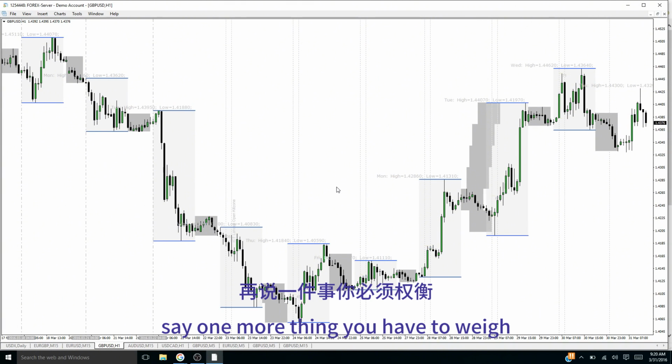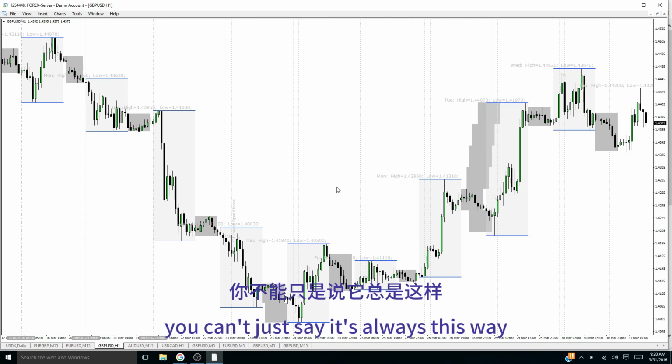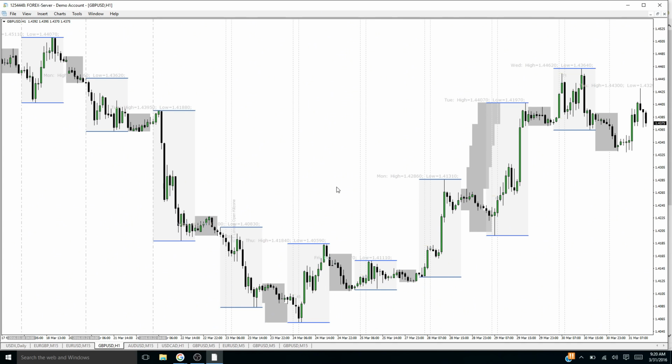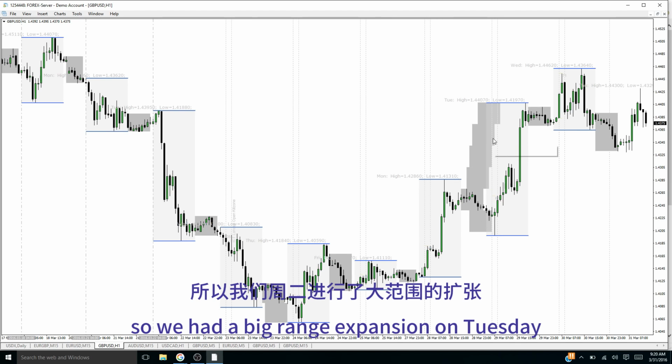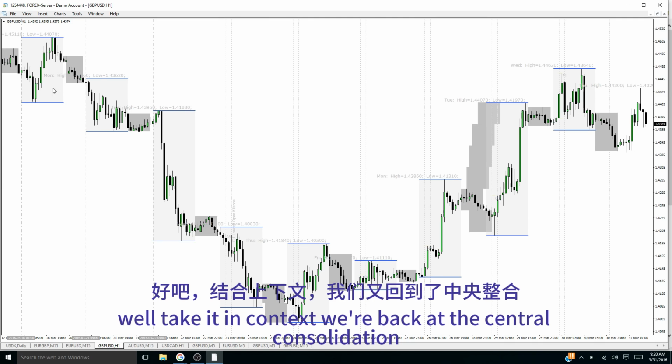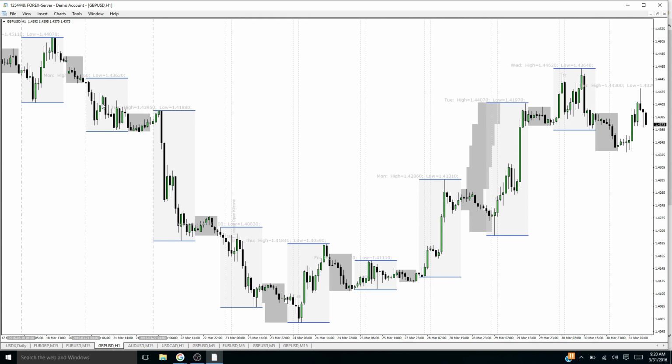So one more thing, you have to weigh. You can't just say it's always this way. You have to weigh these things. So we had a big range expansion on Tuesday. So what happens on Wednesday? Well, take it in context. We're back at the central consolidation that starts the buy profile.